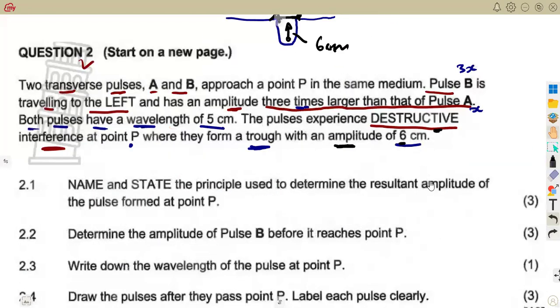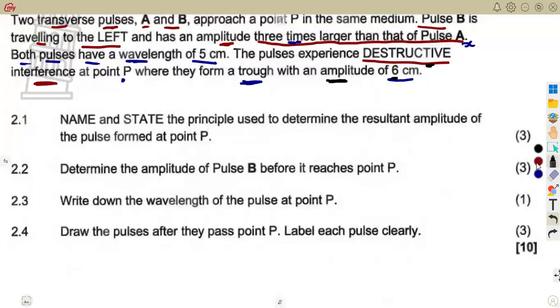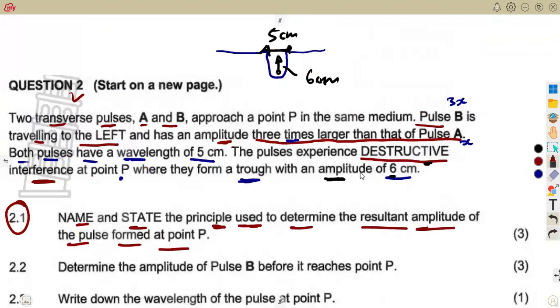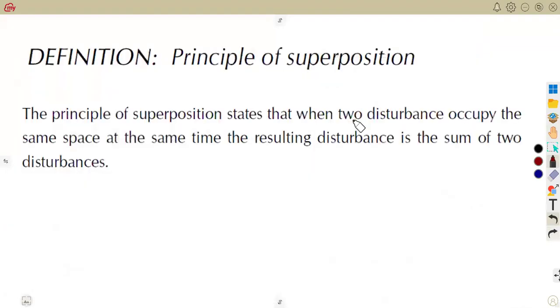All right. Anyways, guys, let us answer our questions. Just hope it will help us in answering these questions. On 2.1, you are asked to name and state the principle used to determine the resultant amplitude of the pulse formed at P. Which principle do you consider when you are talking about this destructive interference? You're talking about the superposition of pulses. The principle of superposition. That is the first thing. Name it.